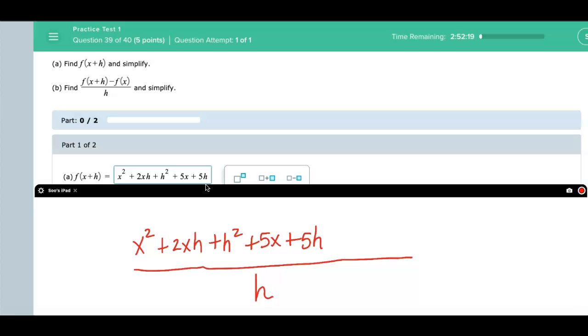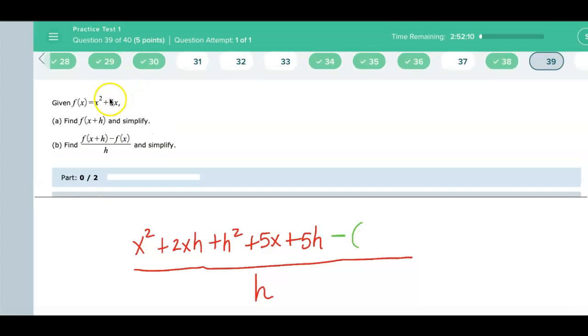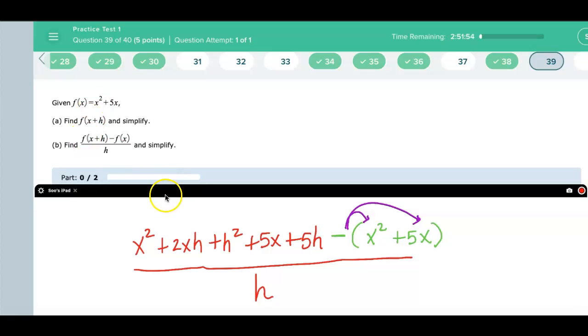draw the minus sign, and do the parenthesis for me. Inside the parenthesis, we're going to put f of x. Okay, we're subtracting f of x. And f of x is x squared plus 5x. I suggest you draw a parenthesis because when we subtract, we're subtracting not only the first term inside, but we need to subtract all terms. So the signs will change.